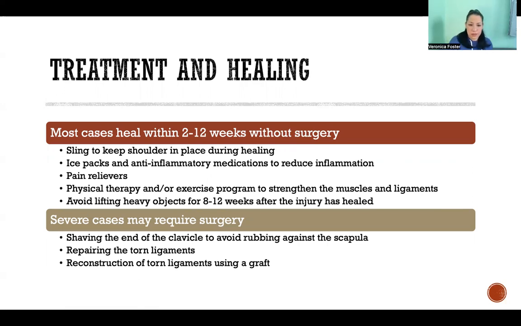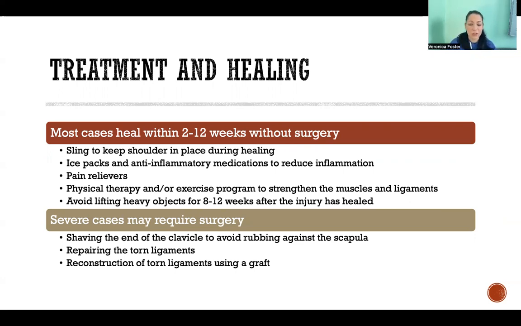And then standard RICE protocol, so like rest, ice, compression, elevation. You also might need to take anti-inflammatory medications to help with the inflammation or pain relievers because it is painful. And then physical therapy and/or exercise might be prescribed when the healing has progressed enough to allow for it. So you don't want to jump into that too quickly before you're ready. But your doctor will help guide that process. So you should seek medical attention for this type of injury. You should get the advice and diagnosis of your doctor.